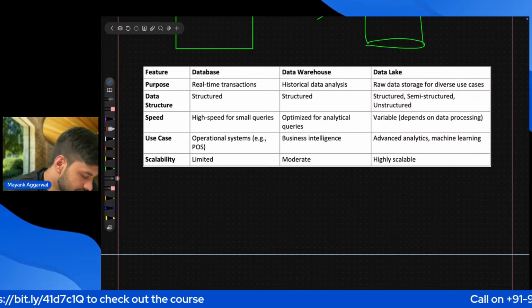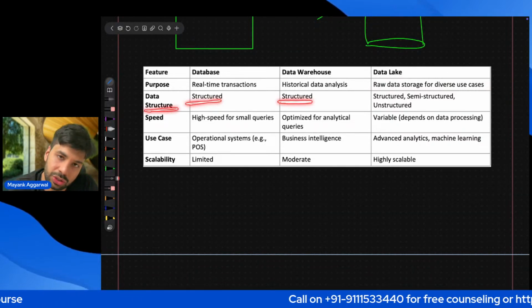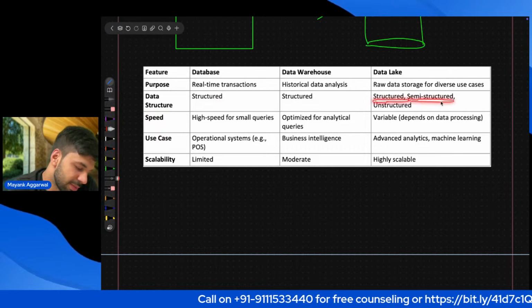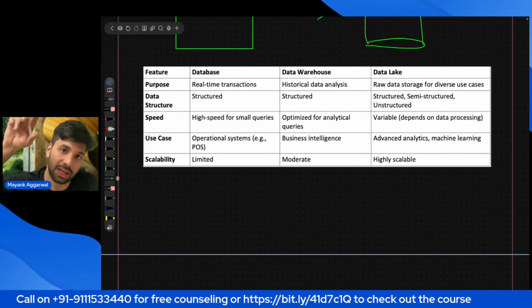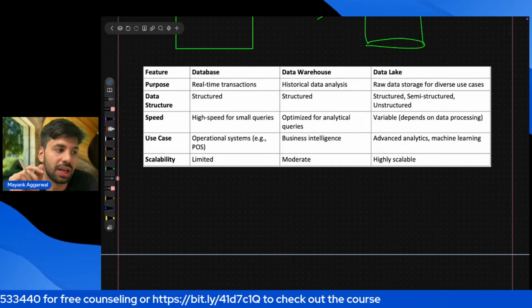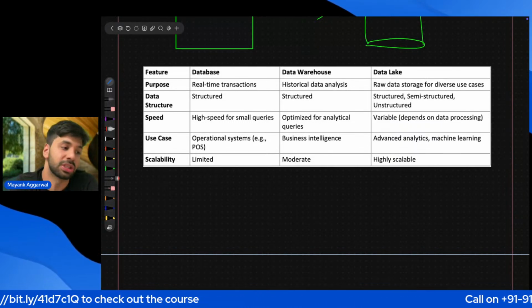Okay, next, let's go forward. Data structure: a database is structured, a data warehouse is also structured, and here in a data lake it is structured, semi-structured or unstructured. So what I talked about in variety, right? That's the reason I was pushing you on the 5 V's. Variety is what comes into the picture in a data lake.